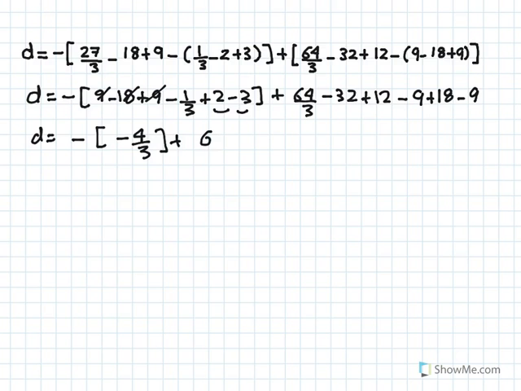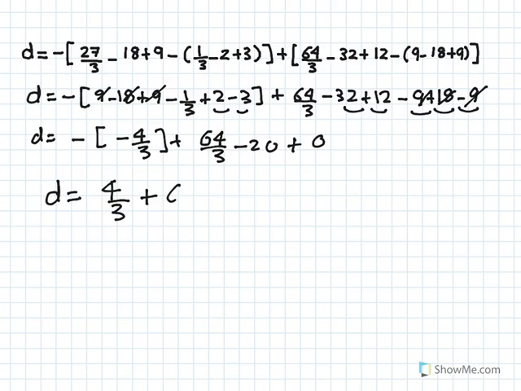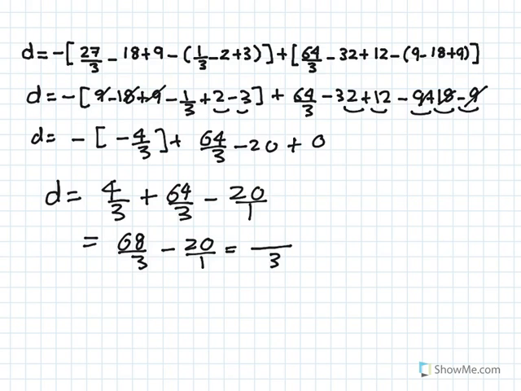Plus, and here we have 64 over 3. And 12 minus 32 is minus 20. 18 minus 9 is 9, minus 9. That's all going to cancel out to 0. So the distance is going to be 4/3 plus 64 over 3 minus 20 over 1. So that's going to be 68 over 3 minus 20 over 1. Common denominator of 3. 3 goes into 3 one time, that's 68. 3 goes into 1 three times 20, that's 60. The answer is 8 over 3 meters. This is the distance traveled by the skateboarder over the time interval 1 to 4.